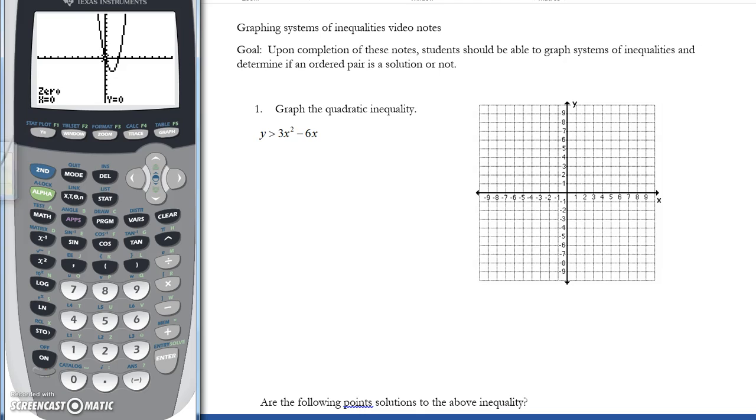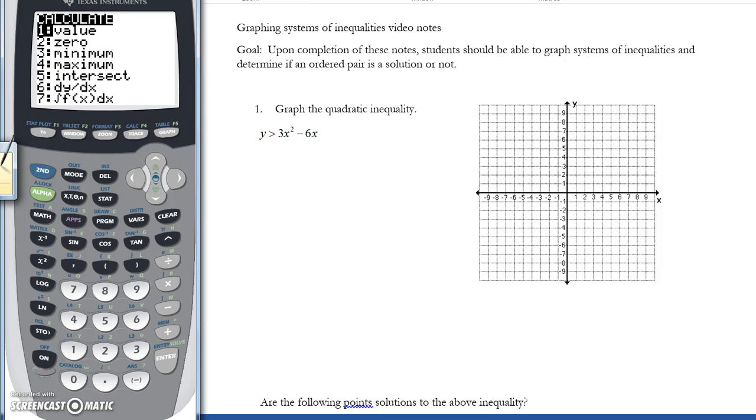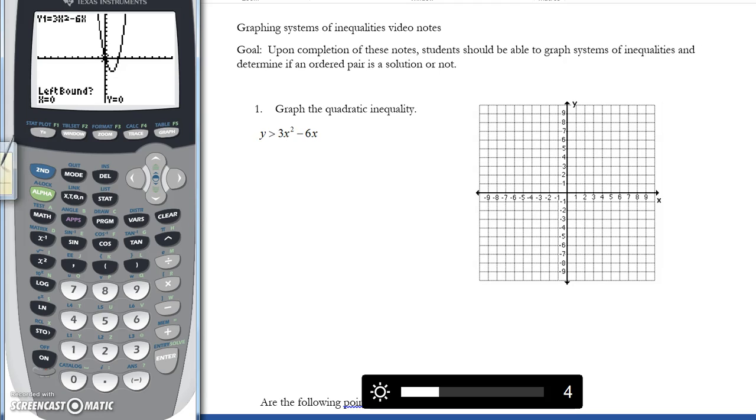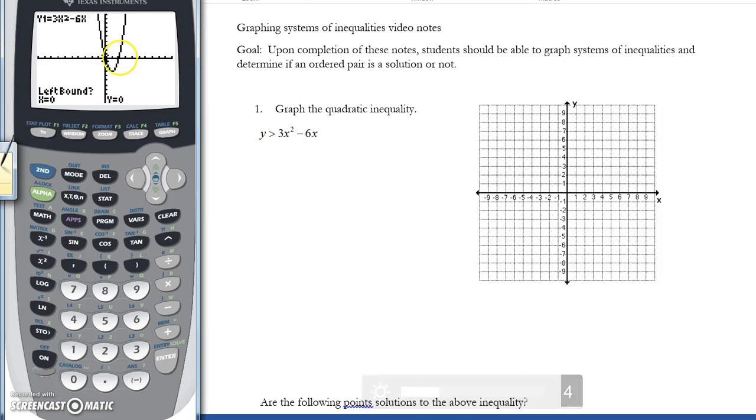Now, I'm going to plot that in a second. I can remember 0, 0, so I'll go ahead and try to find the other one. Now, I'll do this a little differently. Second, calculate, zero. Now, with left bound, right bound, you can just type it in, which I think is a little easier. I think this other x-intercept is at 2, so I'm going to type in x equals 1 for left and maybe x equals 3 or 4 for right.